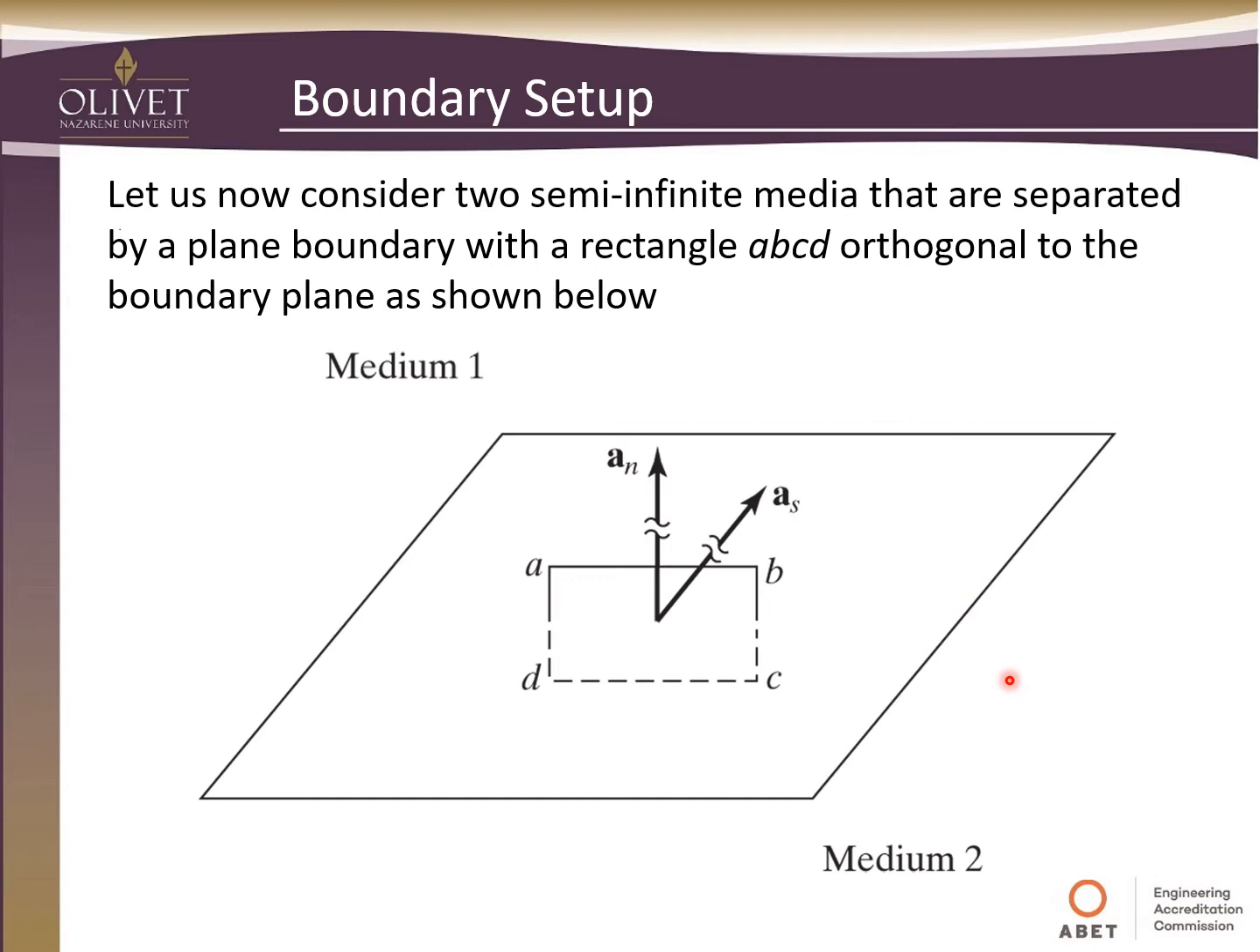So for our boundary, let's think about this. We're going to have two mediums, a medium on top and a medium below, and we're going to have a plane boundary in between them. So this is the boundary between medium 1 and medium 2. And we're going to define a rectangle, A, B, C, D, that is normal or orthogonal to this boundary. The top half, of course, is in medium 1, the bottom half is in medium 2. And a_N is the unit vector normal to the boundary plane, and a_S is the unit vector normal to our little rectangle here.